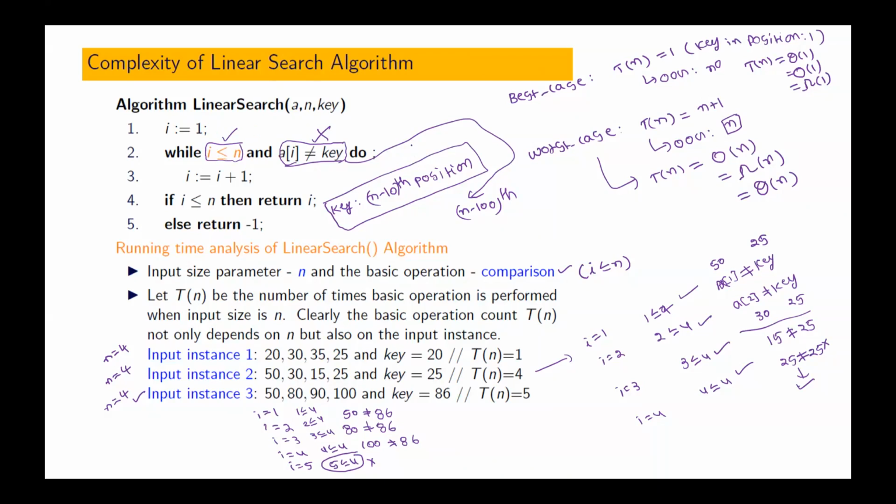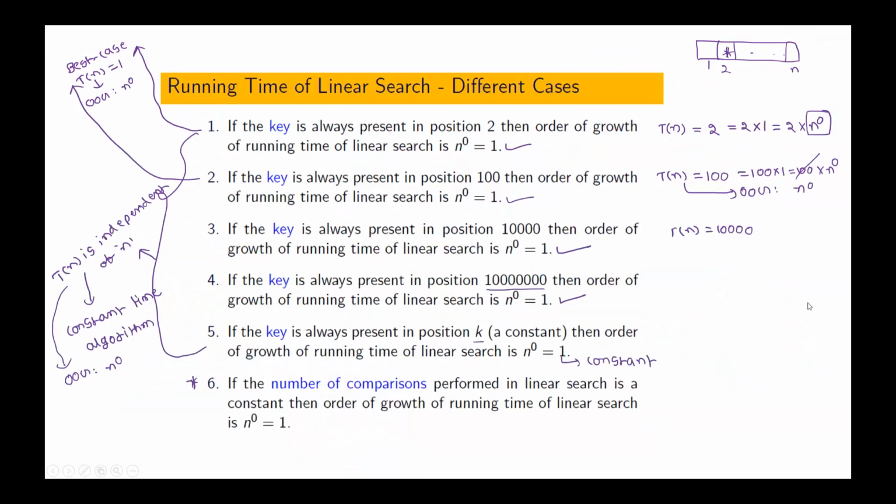Yes, sir. What I understood from the previous one is that if the key is always present in the kth position, the order of growth is n raised to 0. Correct. But k is a constant, and that is important here. K should not be in terms of n.